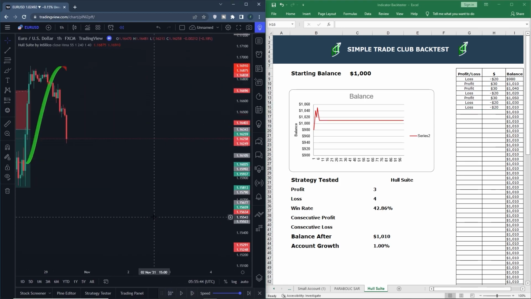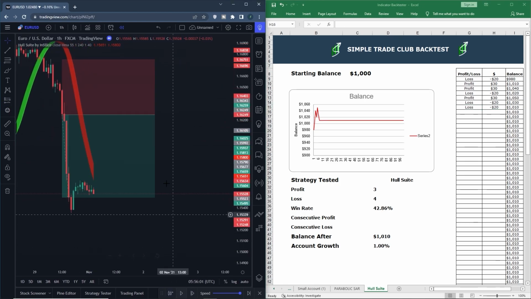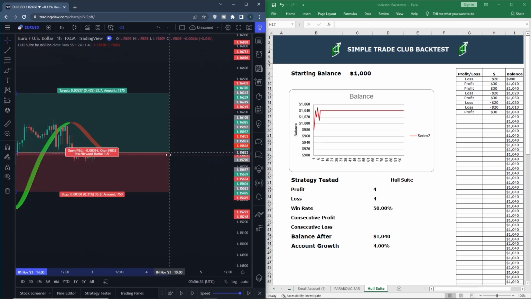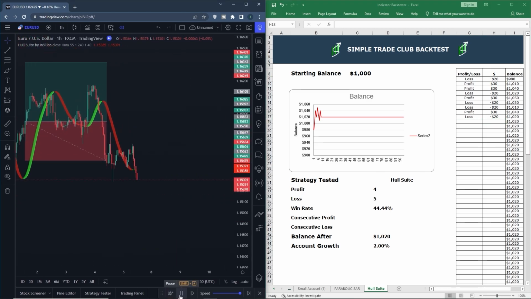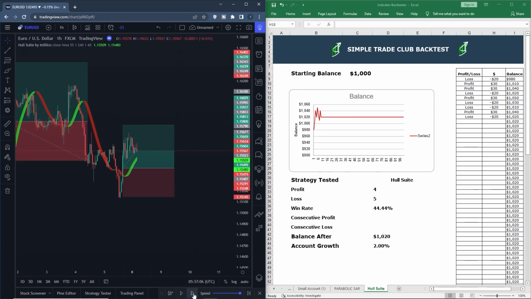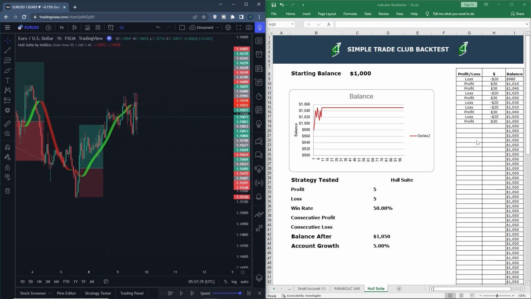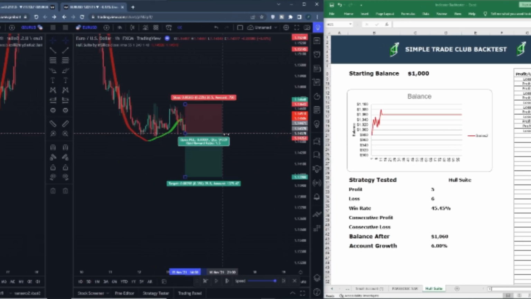From this video, we will start to use 2% risk for a single trade, for better account growth. We will do the test on EUR/USD with 1 hour time frame. You can see on your screen when I am doing the backtest with this indicator. Let's discuss the result of this strategy.